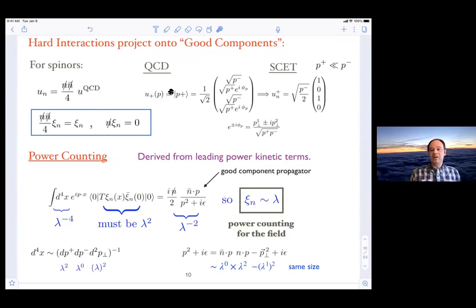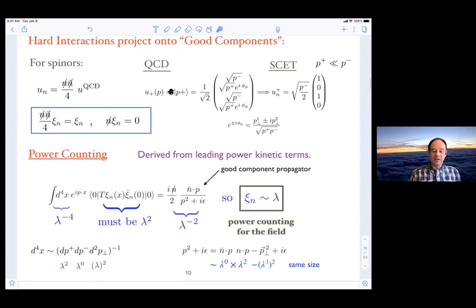It's partly not that way because there's an obvious breaking of Lorentz symmetry by the presence of the hard interaction and picking out these particular directions. So the power counting is a little more complicated here, but it follows the same paradigm. You just look at the kinetic term and that tells you how to figure out the power counting. Remember that the power counting expansion parameter was this lambda. It was the thing that was small.